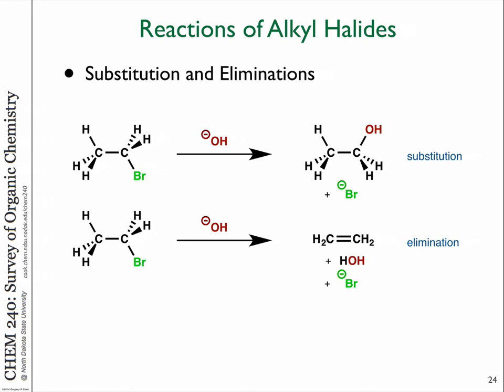I said that there were two pathways that organohalogen compounds can undergo, either substitution where we've replaced the carbon halogen bond with a carbon nucleophile bond, or the deprotonation of a hydrogen and then subsequent loss of the halogen to form a double bond, the elimination reaction. We'll focus on elimination reaction in the next lecture.